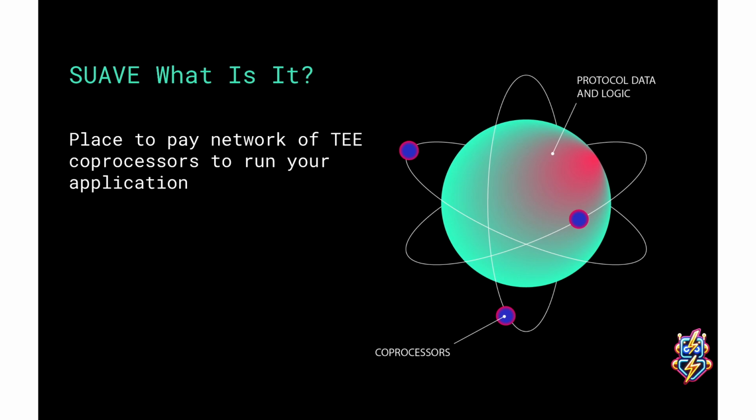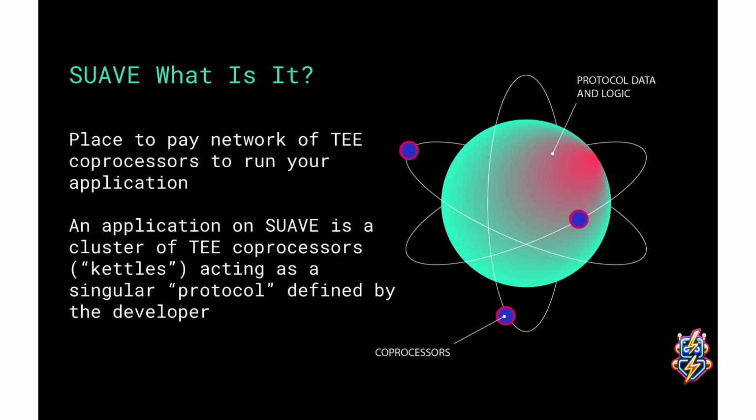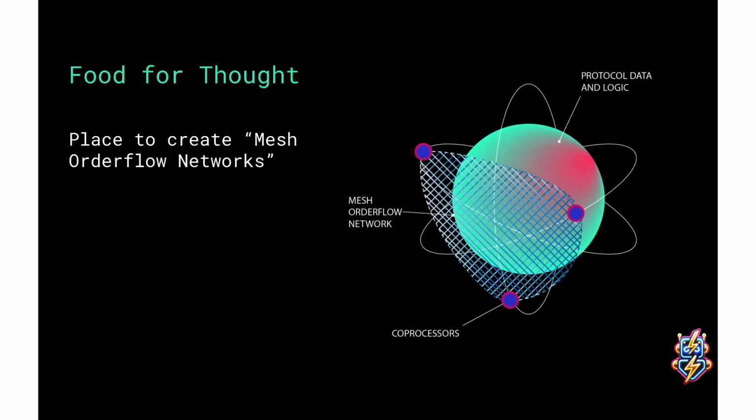In this diagram, you can see that the coprocessors aggregate around specific protocol data and logic in order to perform your computation. So an application on SUAVE is a cluster of TEE coprocessors, we call these kettles, acting as a singular protocol defined by the developer.